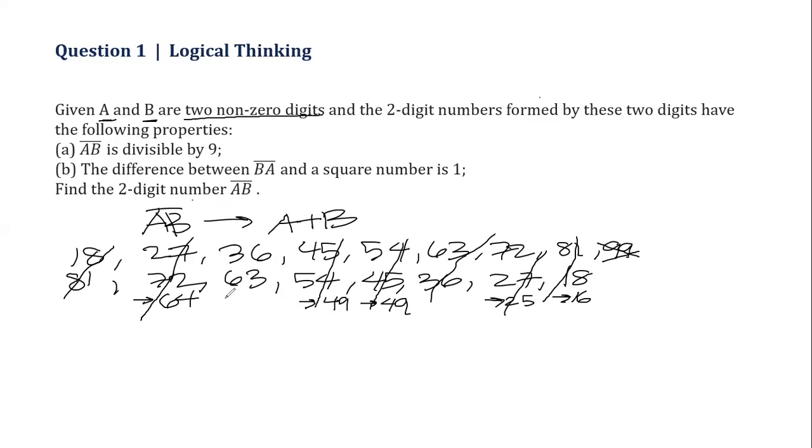For 63, the nearest square number is 64, and the difference is 1. This means that our answer is AB equals 36. So are there any questions? None? No, teacher. Okay, let's proceed.